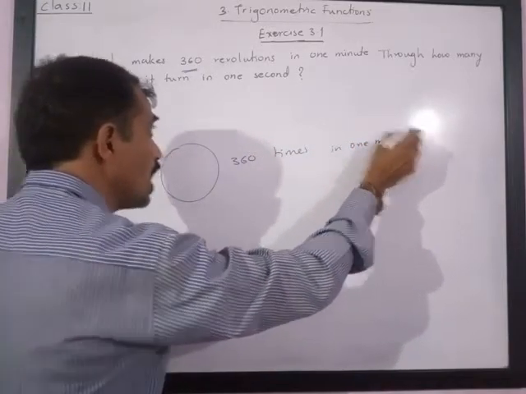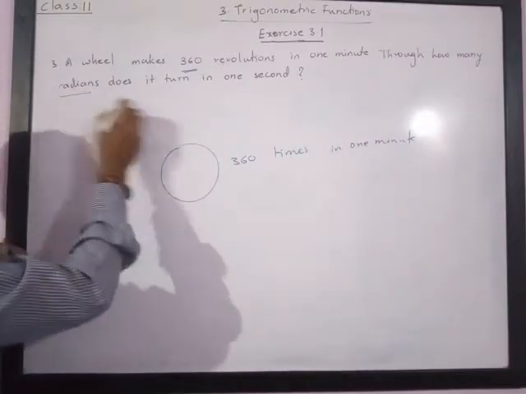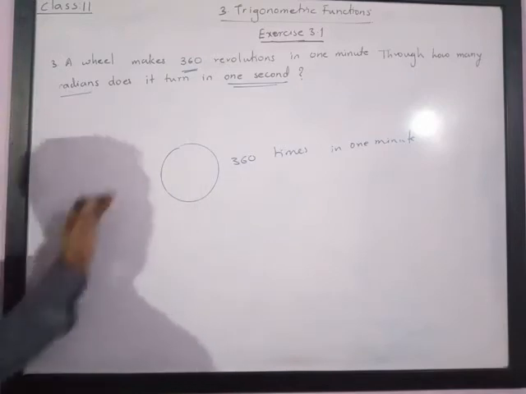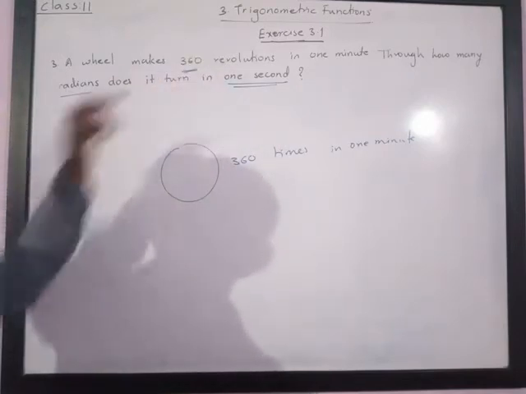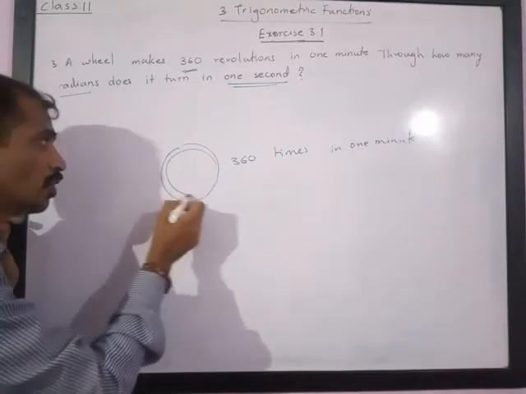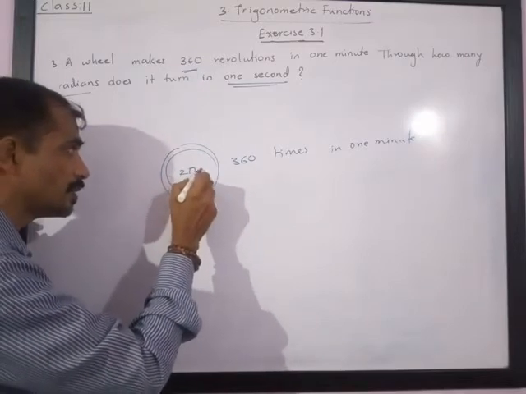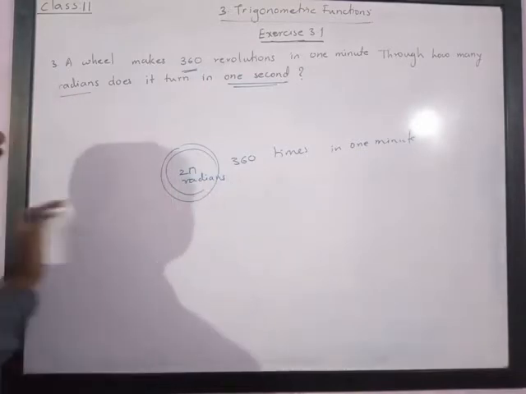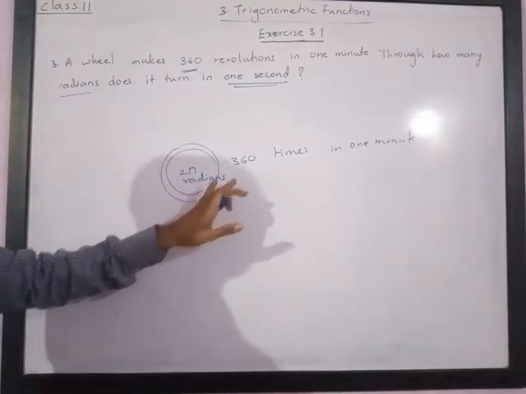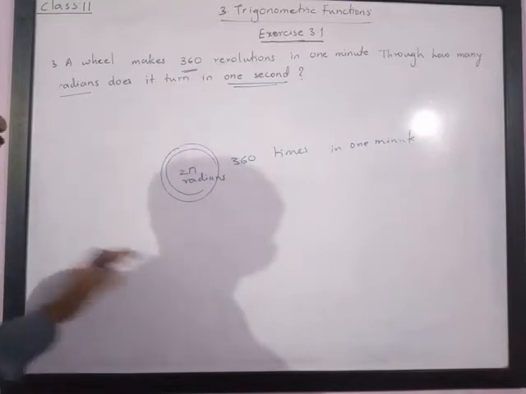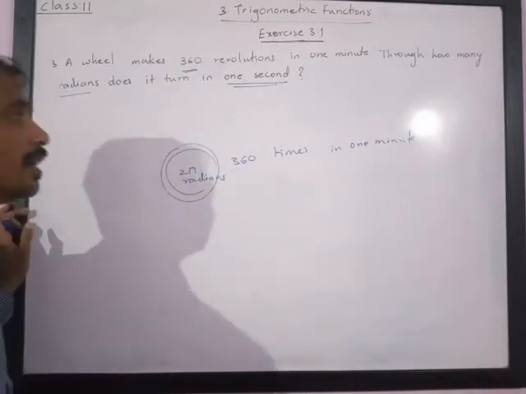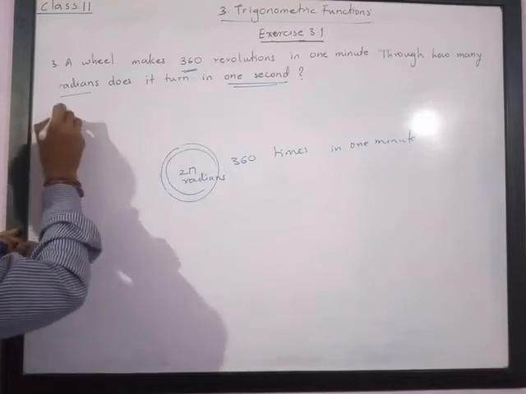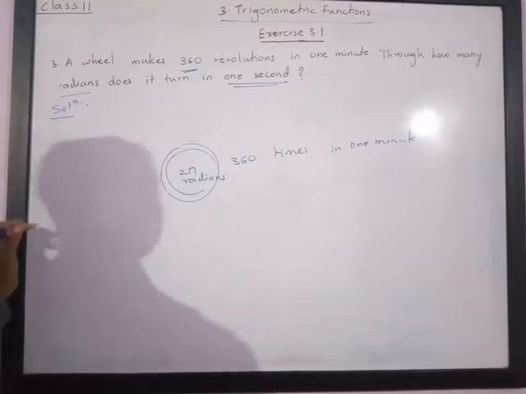Now we are asked through how many radians it turns in 1 second. So we are given the number of revolutions. Now see, one revolution is equal to 2 pi radians. So 360 revolutions means 360 into 2 pi radians. Let us try to write the answer of this.